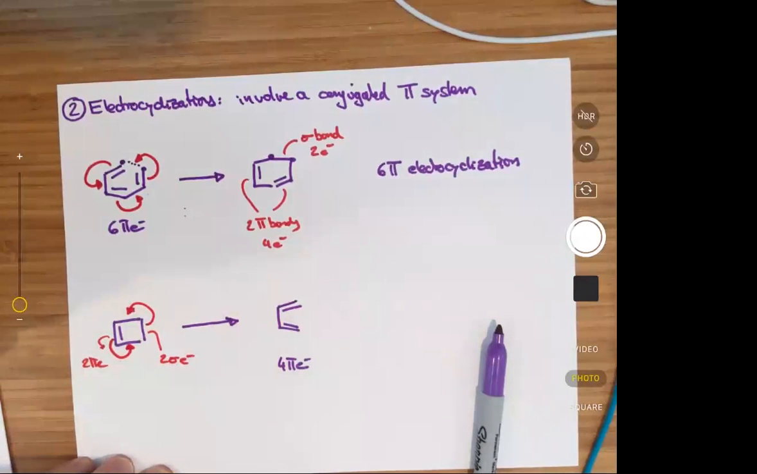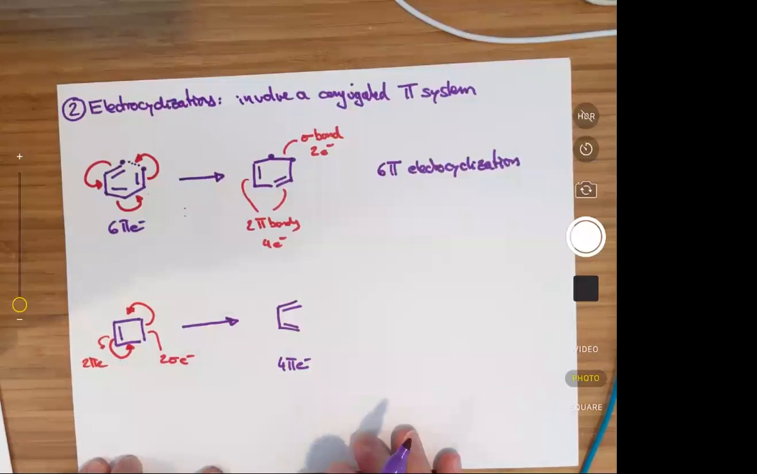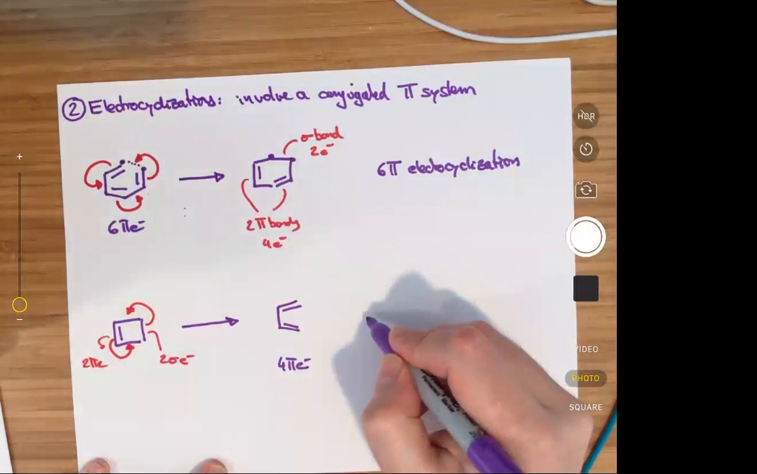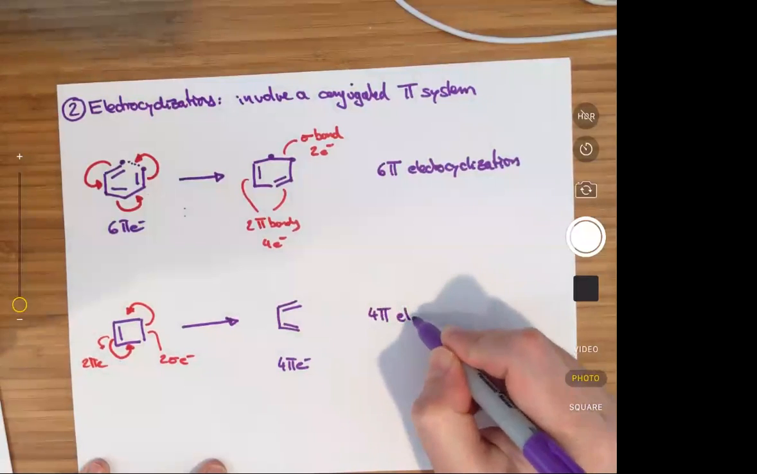Right? So you can think about this as a retro electrocyclization, but we group them all together essentially in the same category of electrocyclizations, no matter whether they go forward or backward. In this case, this is a 4 pi electrocyclization.